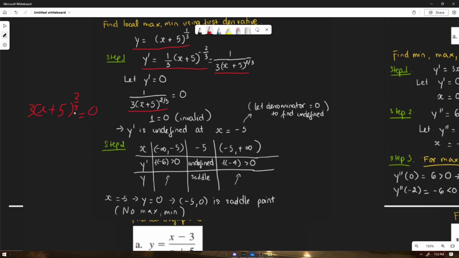Sorry for my handwriting, I'm on a mouse. And then x plus 5 equals 0. Yep, basic maths, I don't have to teach this stuff. And when we get x equals -5, that's how we get it. We let the denominator equal 0 to find the undefined. Very quickly. I do not want to go through all this, otherwise it'll be like a 20 million minute video.